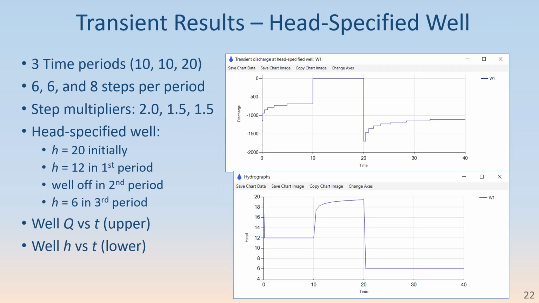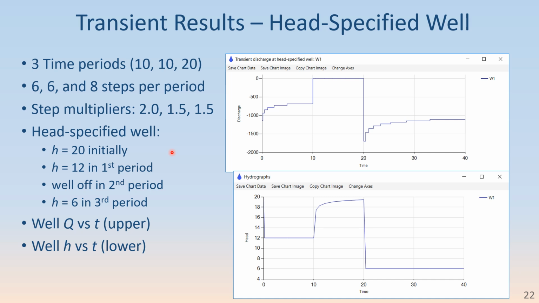Here's an example of plots that have been generated for a head specified well in a transient simulation. The simulation has 3 time periods of duration 10, 10, and 20 days, and the periods are broken up with 6 steps in each of the first 2 periods and 8 in the third. The time step multipliers are 2, and then 1.5, 1.5 in the 3 periods. Initially, at the start of the simulation, the head was 20 at this location, at this head specified well screen, and it wasn't pumping.